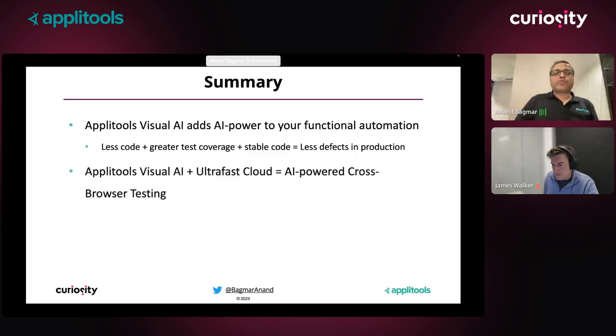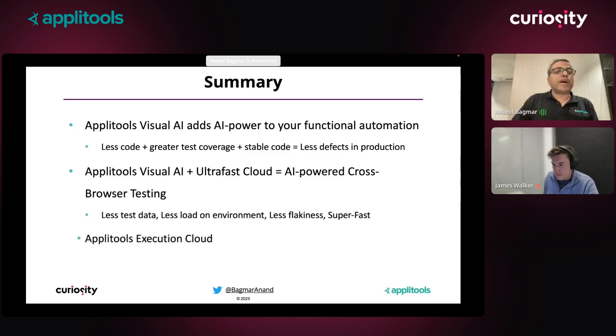And when you combine Visual AI with the Ultrafast Cloud, you get AI-powered cross-browser testing. You do not need to do the traditional cross-browser testing anymore. It does not give enough value. There is a lot of effort to make it work and get value. Instead, you can get much more value in a much shorter time using AI-powered cross-browser testing. It also needs less test data and puts less load on the environments. It is less flaky, and it is super fast.